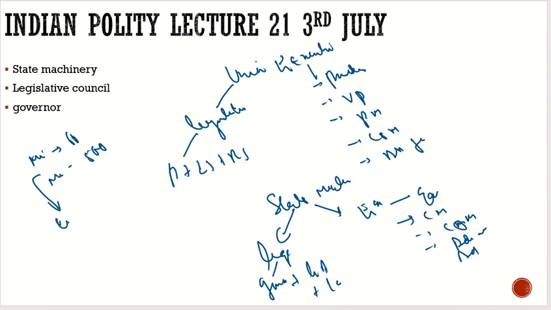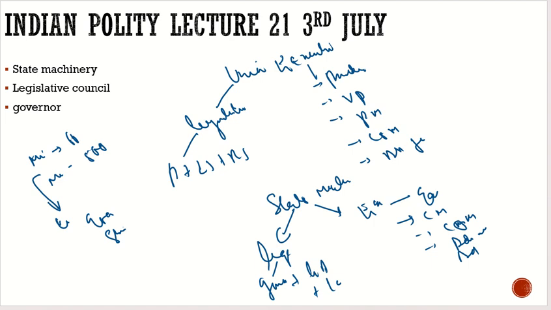But there are some exceptions. For example, with respect to Goa, the representation is very low. With respect to Sikkim, representation is very low. That we will discuss when we get to article 371. There we will discuss all that stuff.